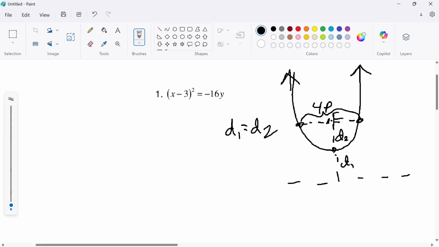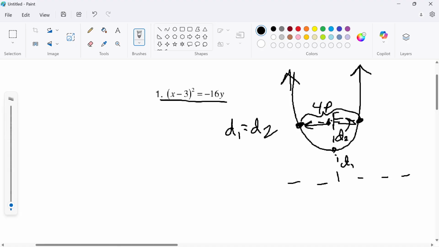Once I know the point of the focus, I can just go 2p to the left. That is one point on the end of the latus rectum. 2p to the right, that's another point on the end of the latus rectum. Latus rectum means straight side. Latus means side, rectum means right. In this context, that means straight.